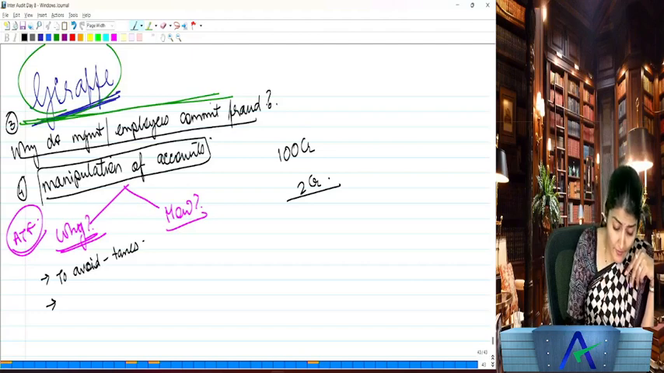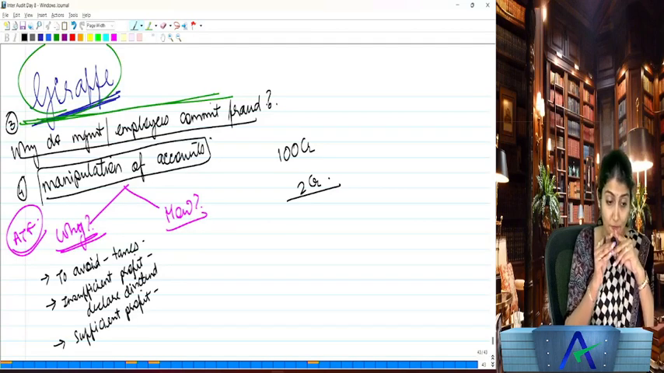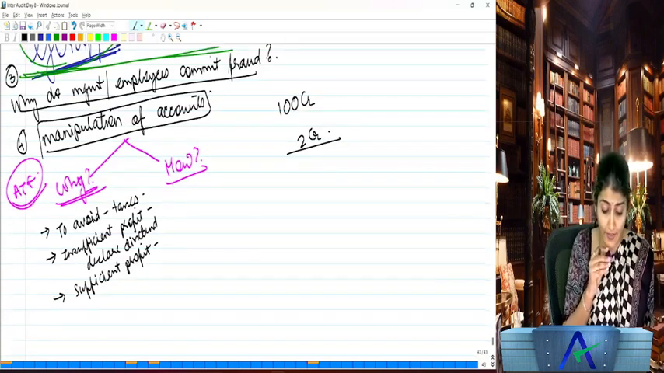One, there is insufficient profit in the company, but still the company wants to declare the dividend. And second, there is sufficient profit in the company. So now can they declare a dividend? Sufficient profit is there. Now can they declare dividend?